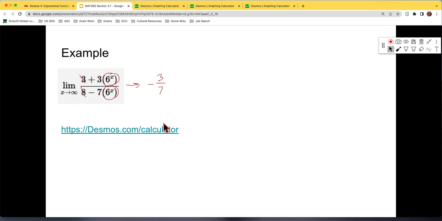Just like if we had x to the 5th on top and x to the 6th in the bottom, then that's going to go to 0. So we looked at the size of those exponents. This time we're going to look at the size of the base. At least that's my conjecture. I didn't try it, but very good question.